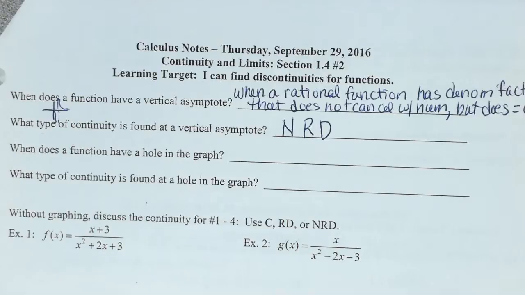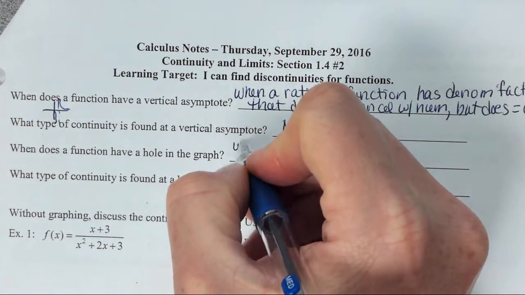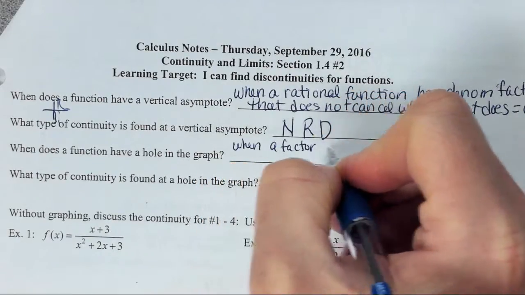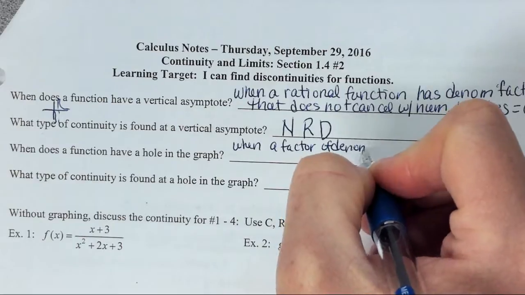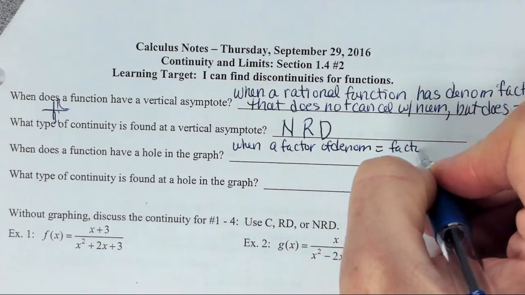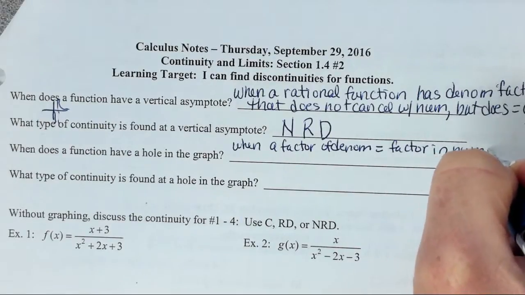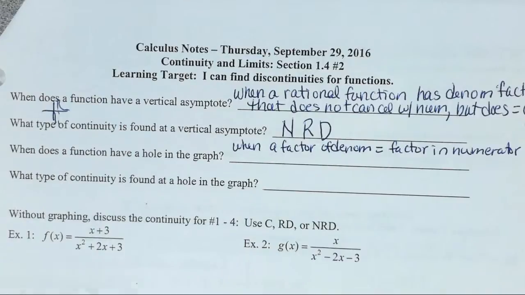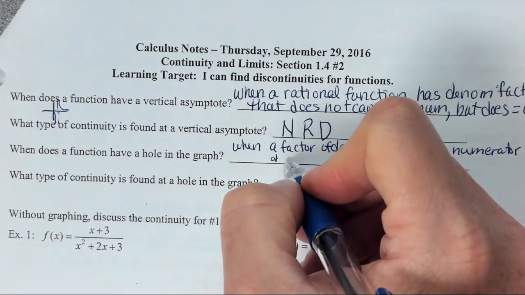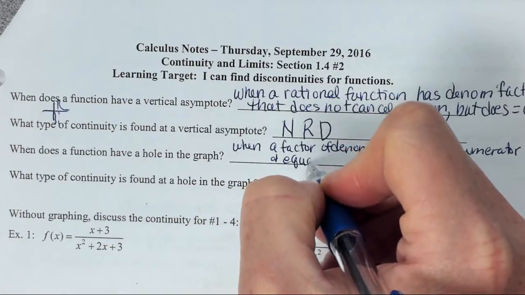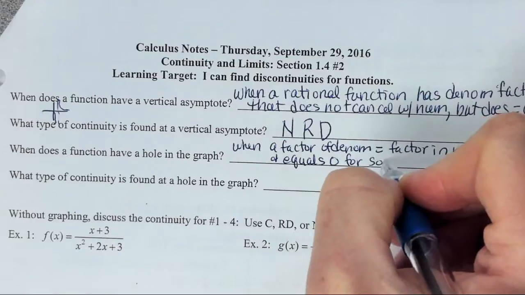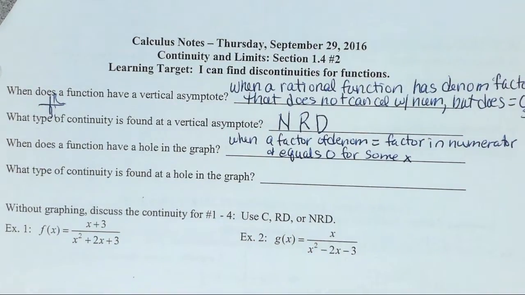So when does a function have a hole in the graph? Well, that's when a factor of the denominator is equal to a factor in the numerator, and equals 0 for some x. So it's basically when we have something that's going to cancel. When a factor of the denominator is equal to a factor in the numerator, they're the same, so they cancel out, and that's when we're going to get that removable discontinuity.